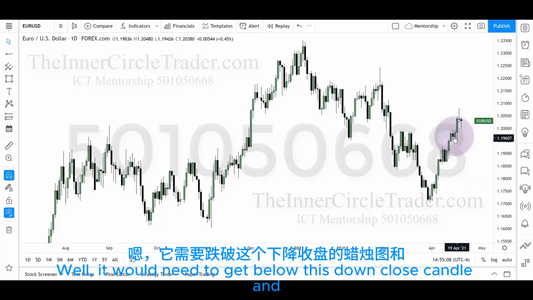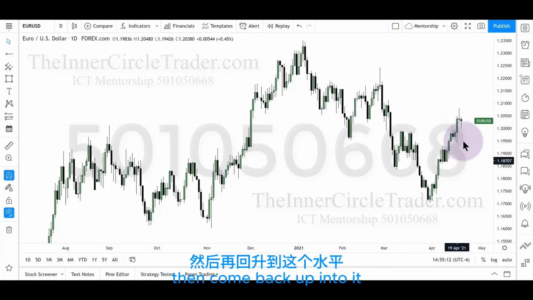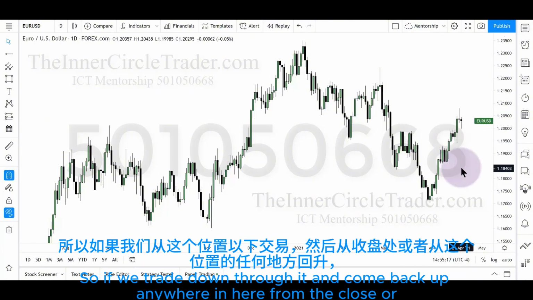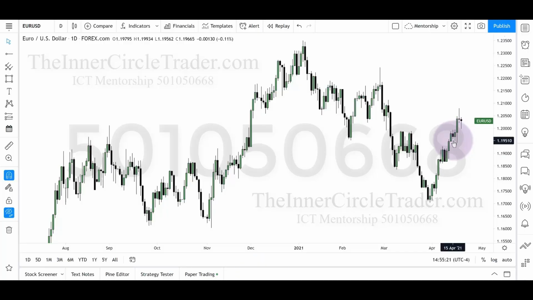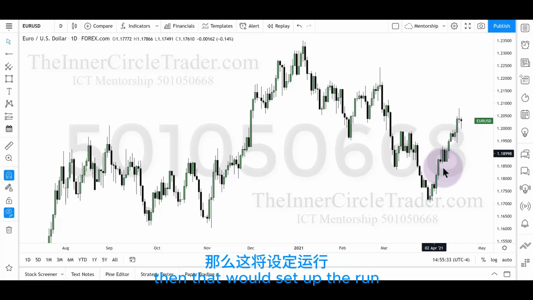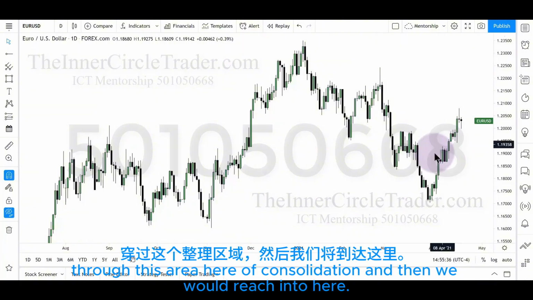Well, it would need to get below this down close candle and then come back up into it and hit it, and this would become like an inversion level. So if we trade down through it and come back up anywhere in here from the close or the low, any one of those two levels, if it hits that and starts to show some increased volatility or speed that wants to go lower, then that would set up the run through this area here of consolidation, and then we would reach into here.